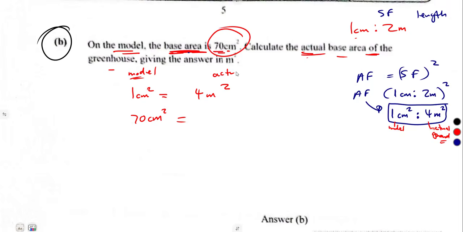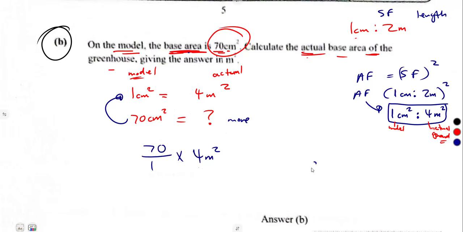So this is the part of the actual, remember? So what will be the actual area here? We do not know, in square meters. So what is going to be the area? It's going to be more, comparing these two. 70 is greater than 1. So simply 70 over 1 times 4 square meters. Our answer is in square meters.